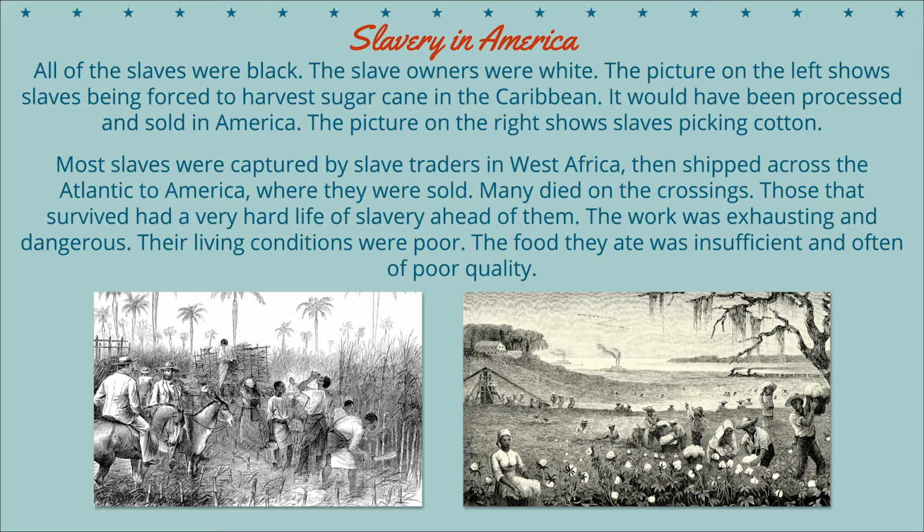Most slaves were captured by slave traders in West Africa, and then they were shipped all the way across the Atlantic to America, where they were sold. Many died on the crossings. Those that did survive had a very hard life of slavery ahead of them. The work was exhausting and very dangerous. Their living conditions were poor, and the food that they ate was insufficient and often of very poor quality.